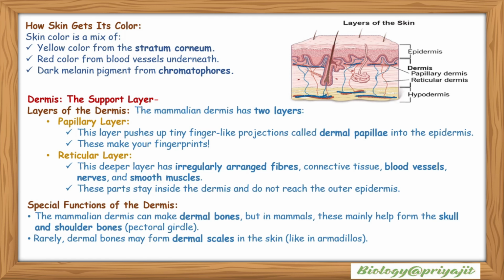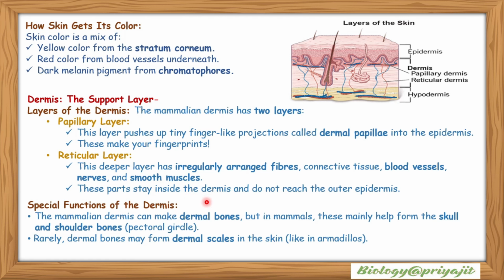Dermis: it is lower than the epidermis. It is the support layer. Layers of the dermis include the papillary layer and the reticular layer. The papillary layer pushes up tiny finger-like projections called dermal papillae into the epidermis. This makes your fingerprints. The reticular layer, this deeper layer, has irregularly arranged fibers, connective tissue, blood vessels, nerves, and smooth muscles. These parts stay inside the dermis and do not reach the outer epidermis.